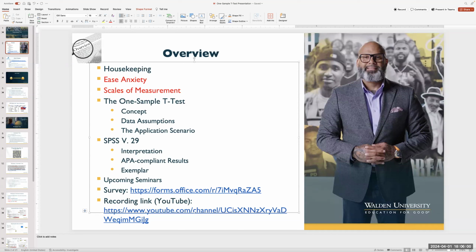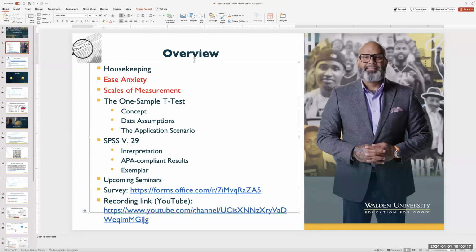You may see some slight differences in some of the versions. You may have 28, you may have even 27, even earlier. It's just some minor differences. You just have to click maybe one or two more buttons to find where something is, and then everything else pretty much falls into place.